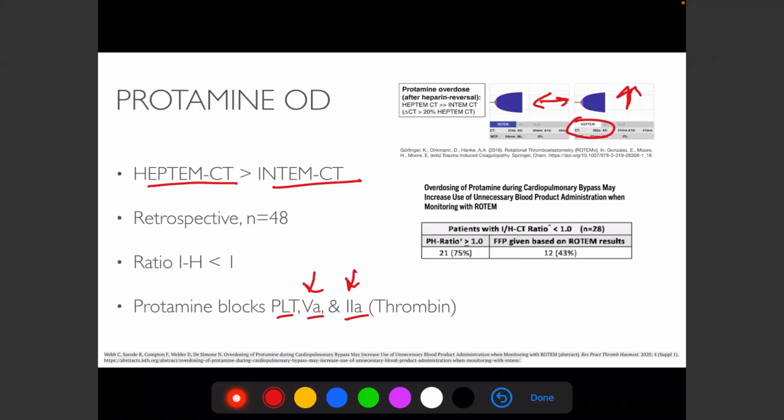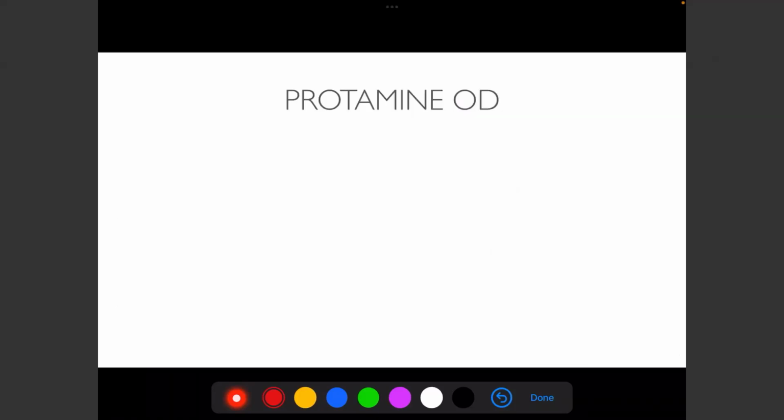So if somebody comes out in their post-op heart and you run your Rotems and it's looking kind of normal, but your HepTEM is much larger than your NTEM, think of this, and I don't think we ever do, because this is a big center that uses standard CT protocol, and 75% of their post-op hearts had too much protamine. So the dose they were giving was too high.